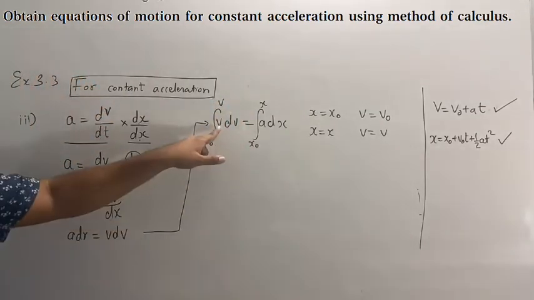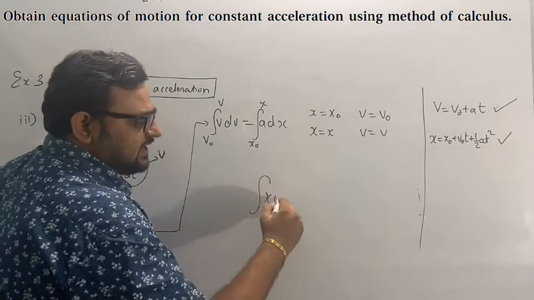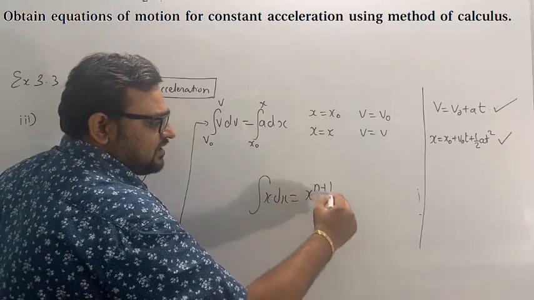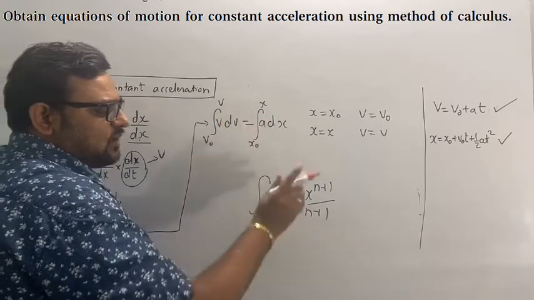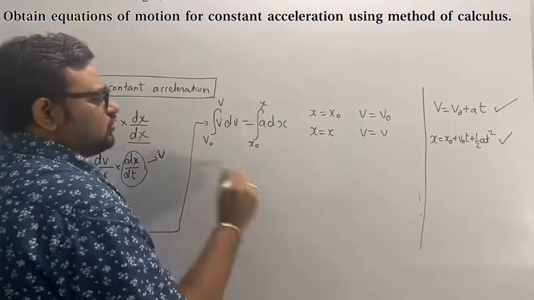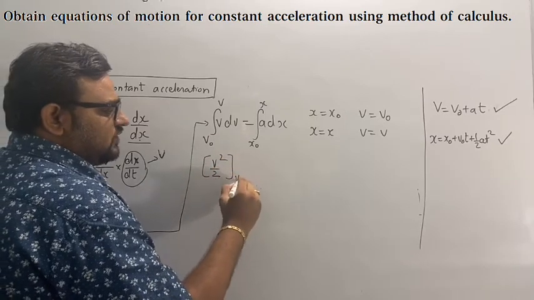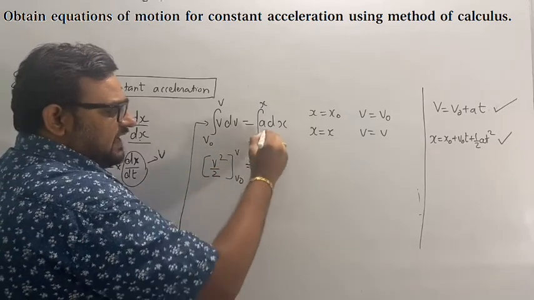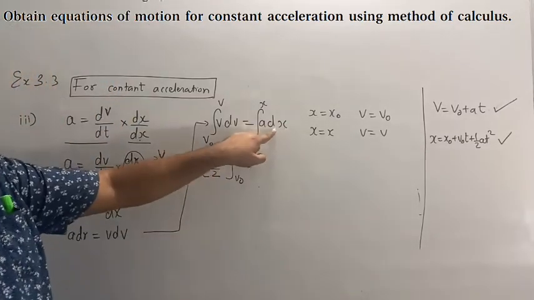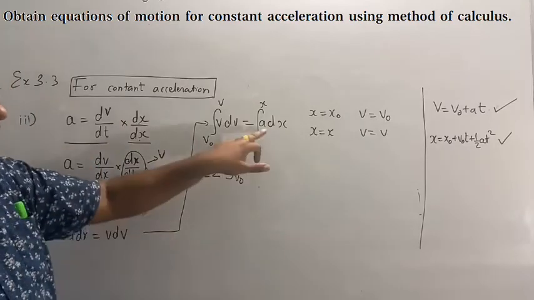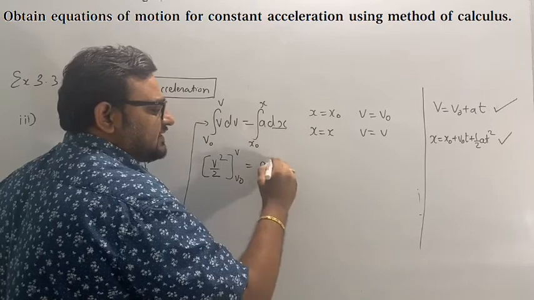So now what is integration of v dv? Remember, integration of x^n dx is x raised to n plus 1 upon n plus 1. So here v raised to 1 plus 1 upon 1 plus 1, so v square by 2. So this will be v square by 2, from v0 to v. And this acceleration a is constant. Don't take it as a square by 2. It's dx. So if it was x dx, then it would be x square by 2. a is constant, so I will take it outside. Integration of dx is x.